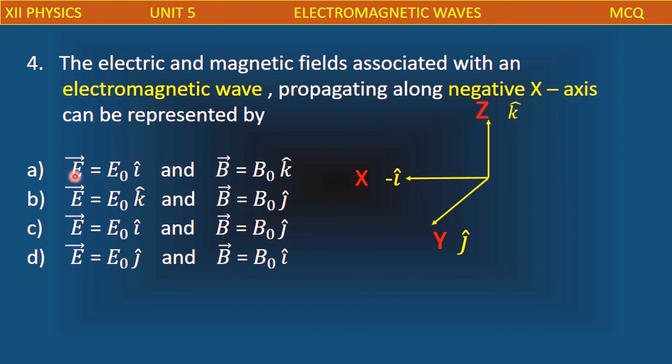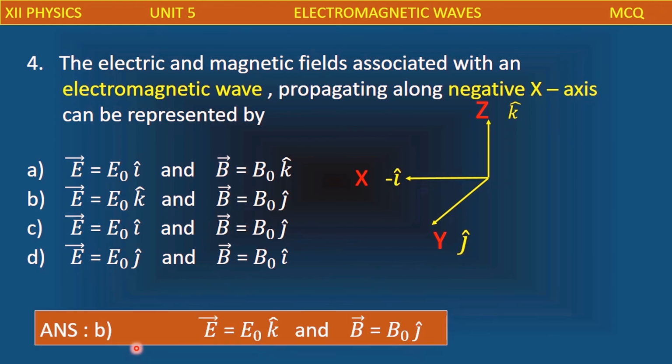Here in the first choice, the electric field is shown as traveling along the x axis. So this option is wrong. In option C also, the electric field is traveling along the x axis. Here it is positive x axis. Here also it is positive x axis. So option A and C are wrong. And in option D, the magnetic field is traveling along the x direction. This is also wrong. Only the electromagnetic wave is traveling along the negative x axis. So in option B, the electric field is traveling along z axis and the magnetic field is traveling along y axis. So the correct option is option B.